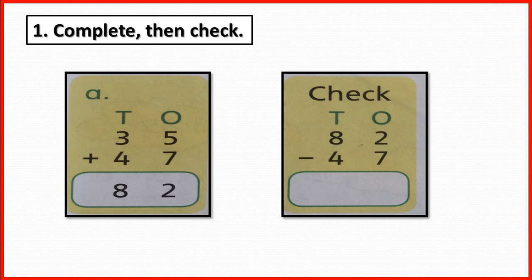Now subtract to check the answer. We cannot subtract 7 from 2. So here we have to take 1 ten from the tens column and change it into 10 ones. Now there are 12 ones and 7 tens are left. Now we can subtract. So when we subtract 7 from 12, the number comes 5. Now subtract tens. When 4 subtracts from 7, the number comes 3.